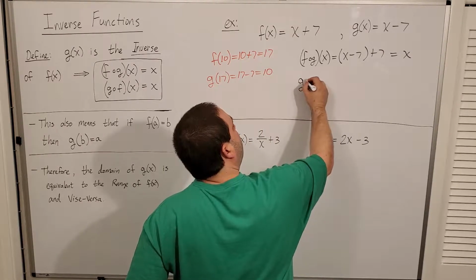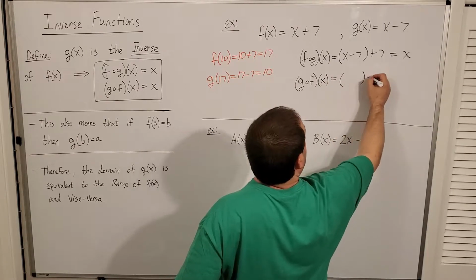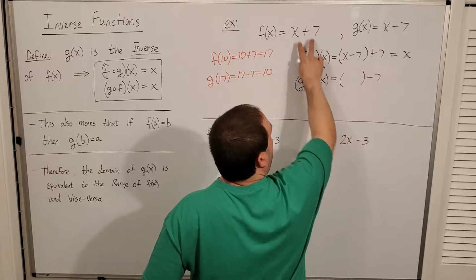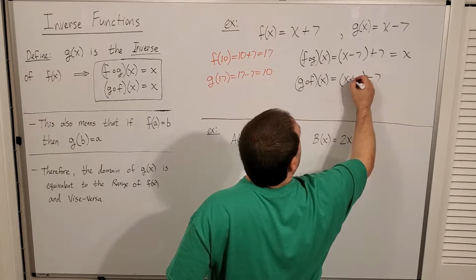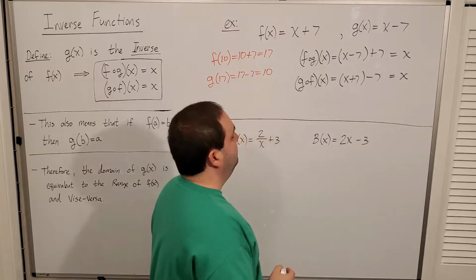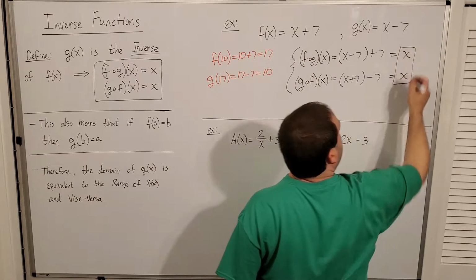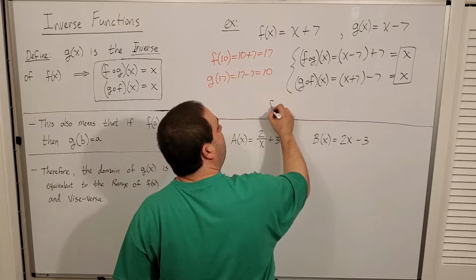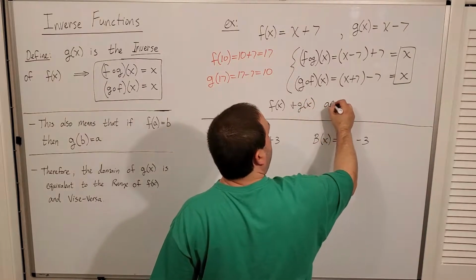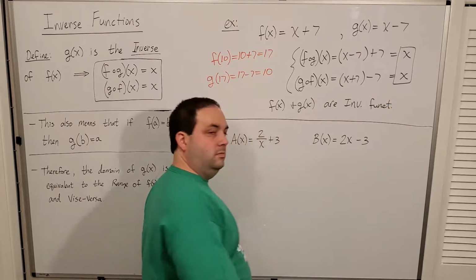And vice versa. If I do g of f, I would have something minus 7, because that's my g function on the outside, and then plug f into that. That would be x plus 7, which therefore also would give me x. Now, since both of those together both equal x, then you can give the statement f of x and g of x are inverse functions. Okay?